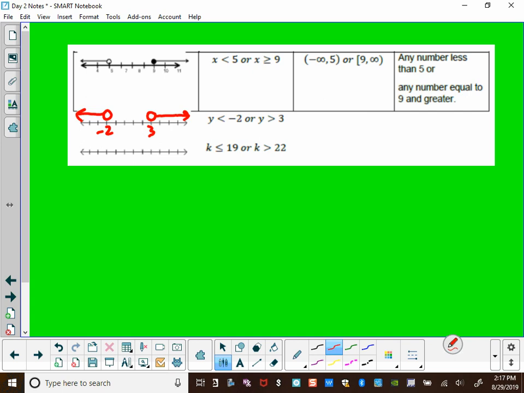All right. The second one, I have 19 and then 22. On 19, I have a closed circle out to the left. On 22, I have an open circle out to the right. Oh, I forgot to do my interval notation. Interval notation for OR graphs is a little different.